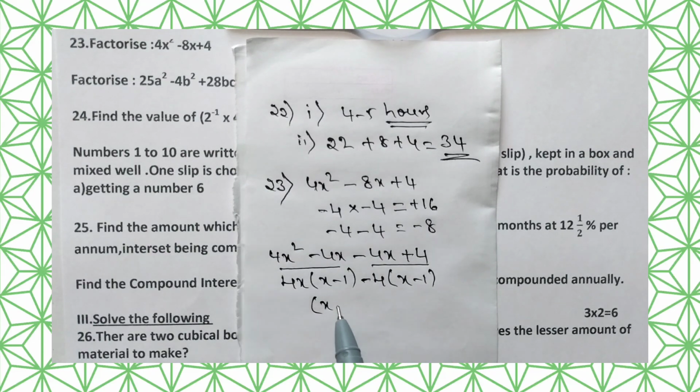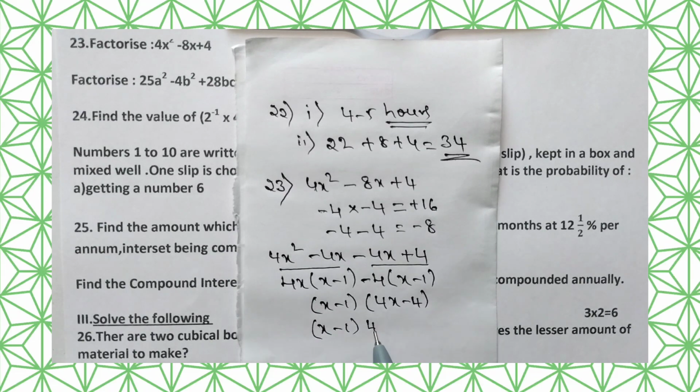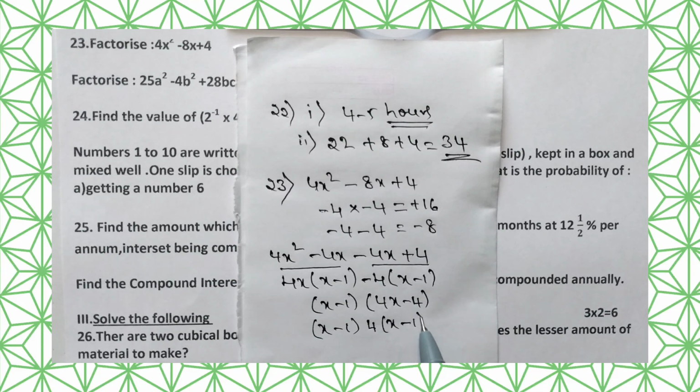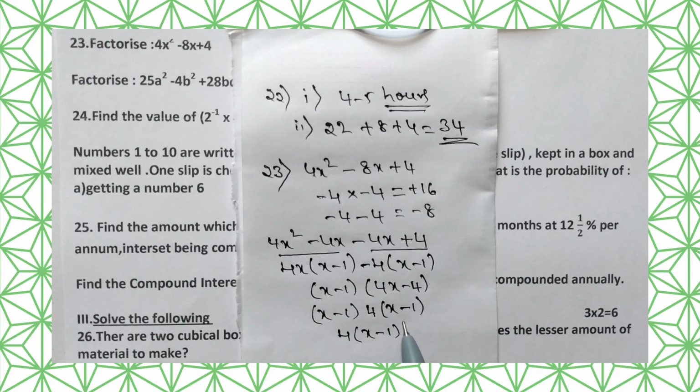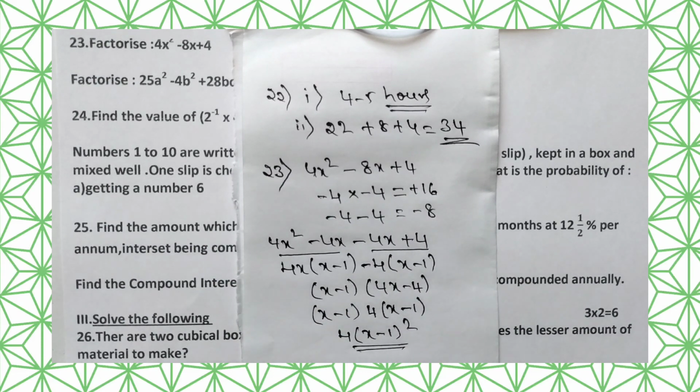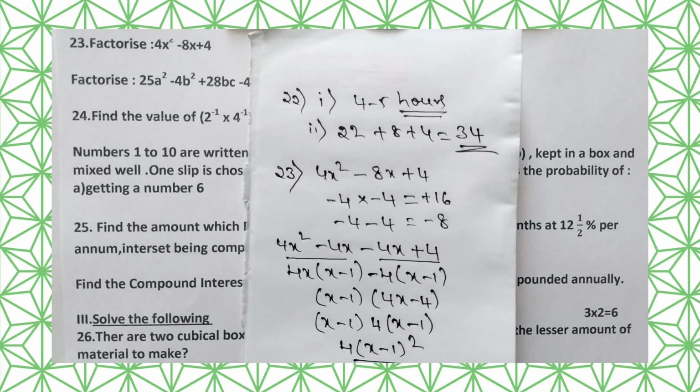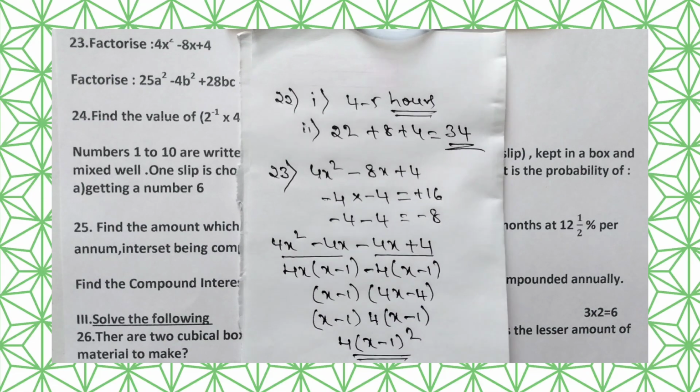What is common to both? x minus 1. And what is remaining? 4x minus 4. So x minus 1 into, what is common to these two? 4. Then x minus 1. So now x minus 1 into 4 as it is, x minus 1 into x minus 1, x minus 1 whole square. So 4 into (x minus 1) whole square is the factor for the given question.